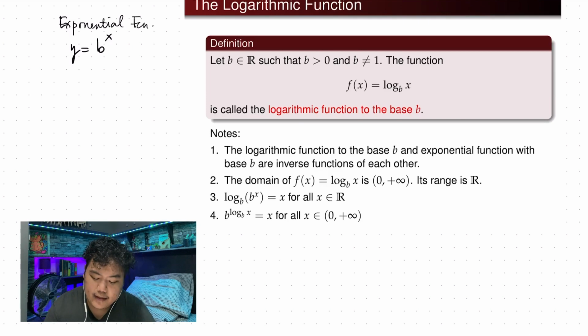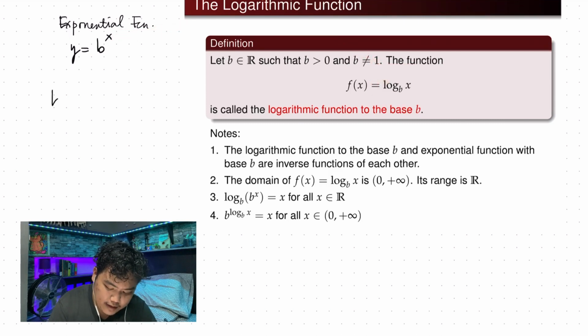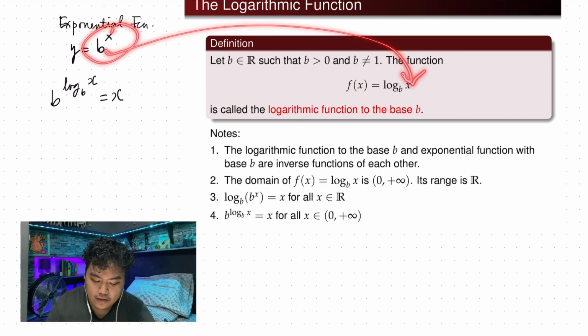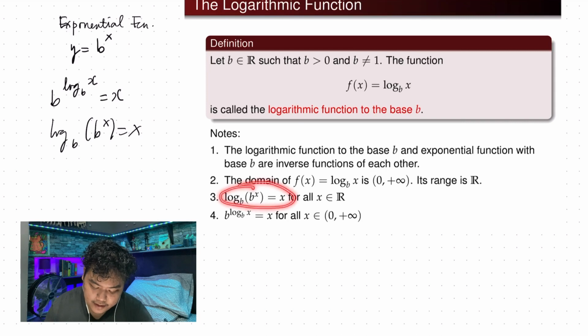Ang sabi natin, kapag inverses yung function, pag kinuha mo yung composition nila, ang laging lalabas na sagot ay x. So, kaya kapag ito, pinasok mo doon sa x, magkakaroon ka ng b raised to log base b of x, dapat x lang din yung sagot. And kapag ito naman, pinasok mo sa x dito, log base b ng b to the x ay x lang din. At yun yung sinasabi nung properties na ito.